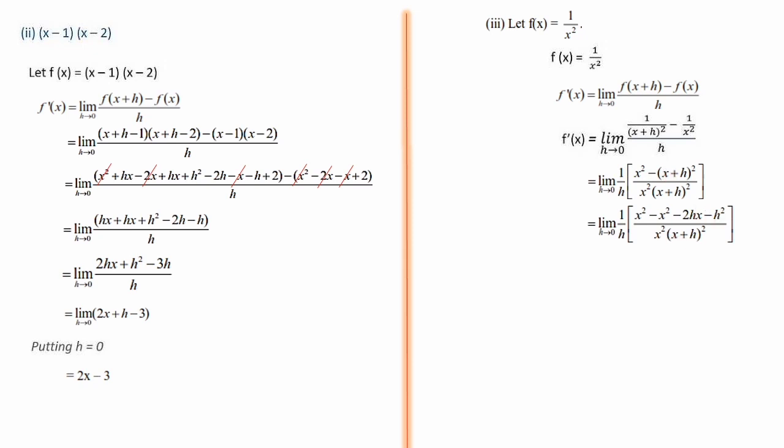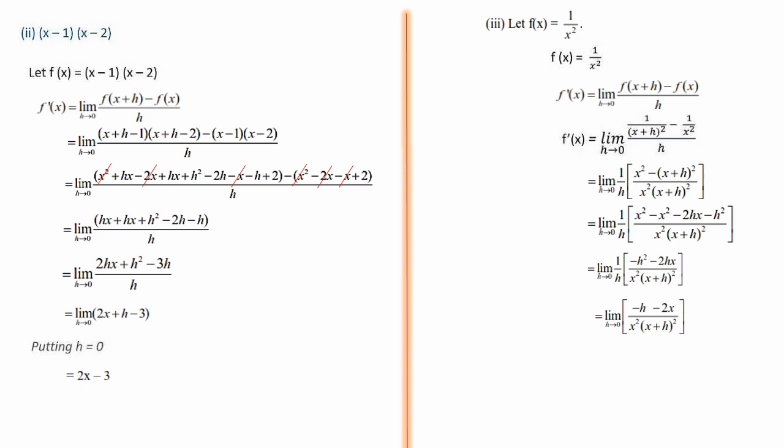divided by x square into x plus h the whole square. Here also single term cancellation is there, x square can be cancelled. That is limit h tends to 0, 1 by h into balance is minus 2hx minus h square divided by x square into x plus h the whole square.